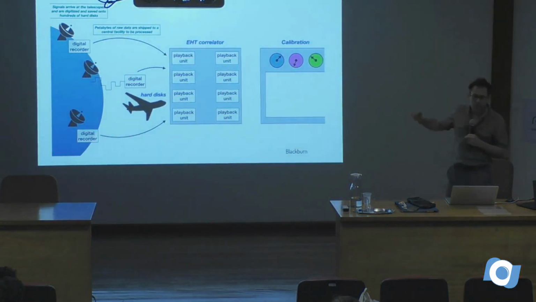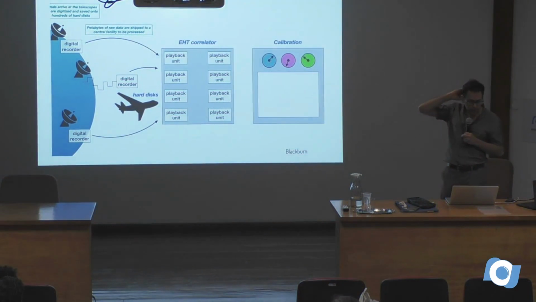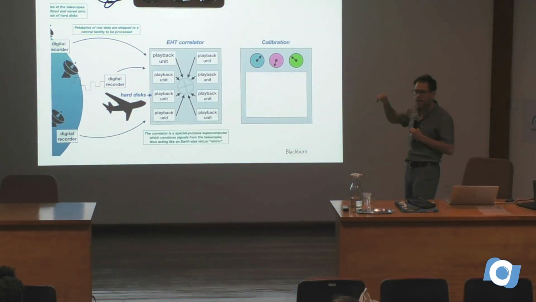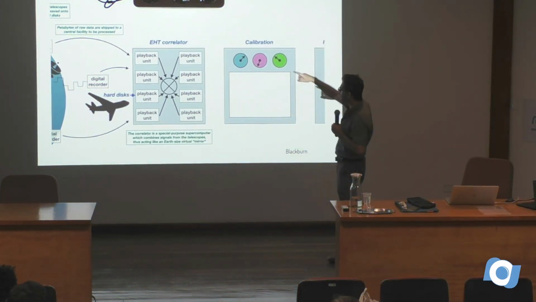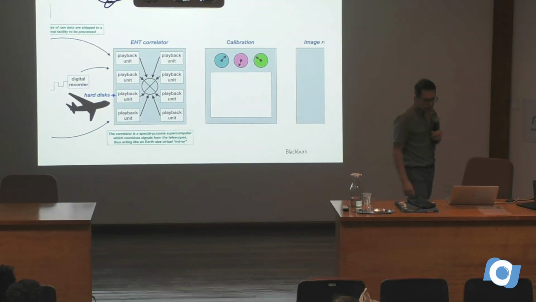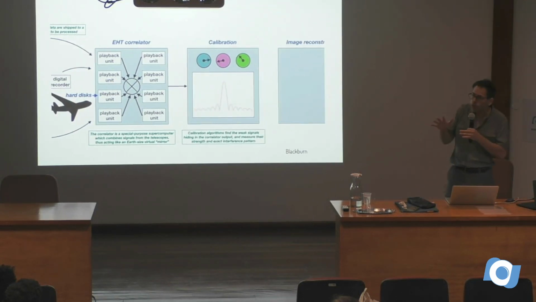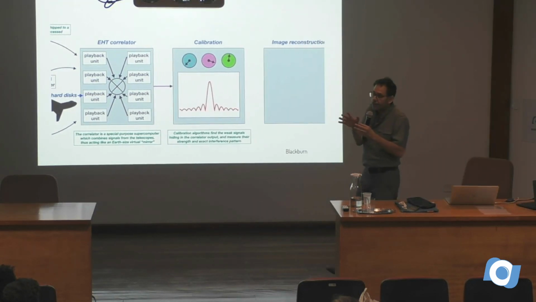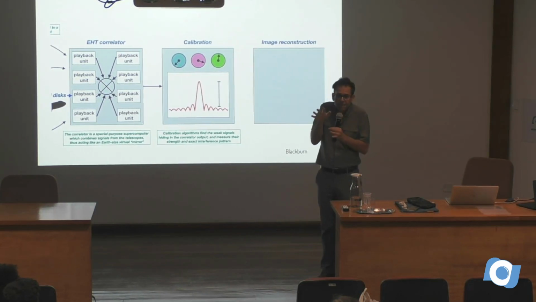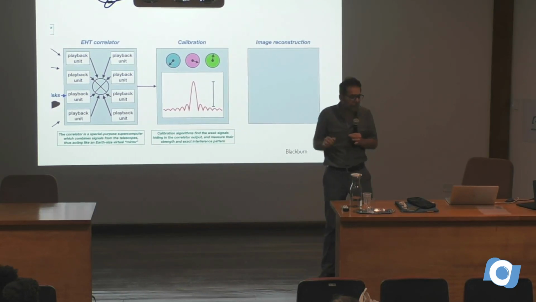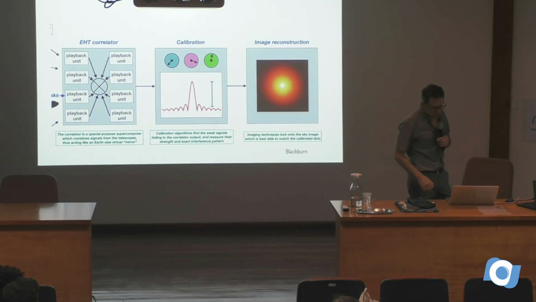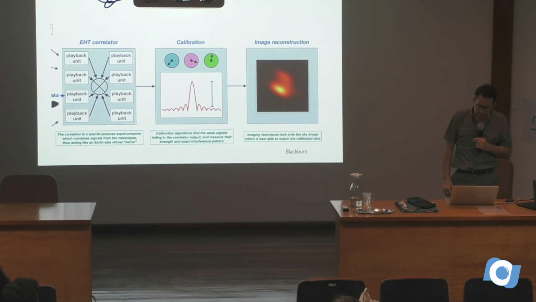Okay, so we ship all these hard drives to the correlation centers. We have 2. One is at Haystack MIT in Boston, and the other one is at the Max Planck Institute in Bonn. And there, a supercomputer, after synchronizing the signal, does the correlation, okay? So you are recreating the interference pattern that I was telling you before, okay?